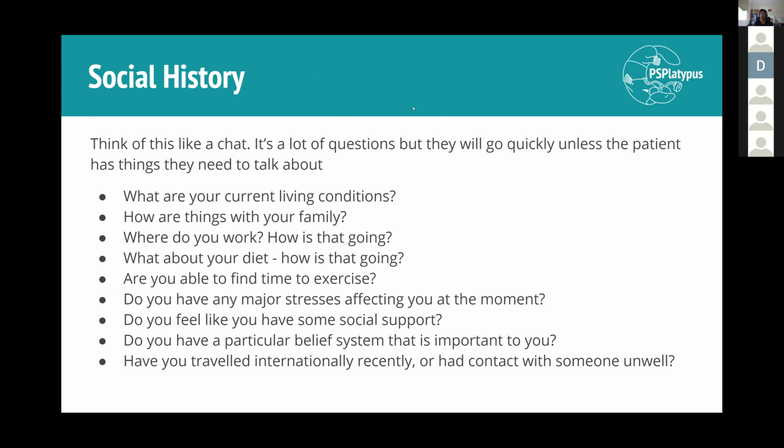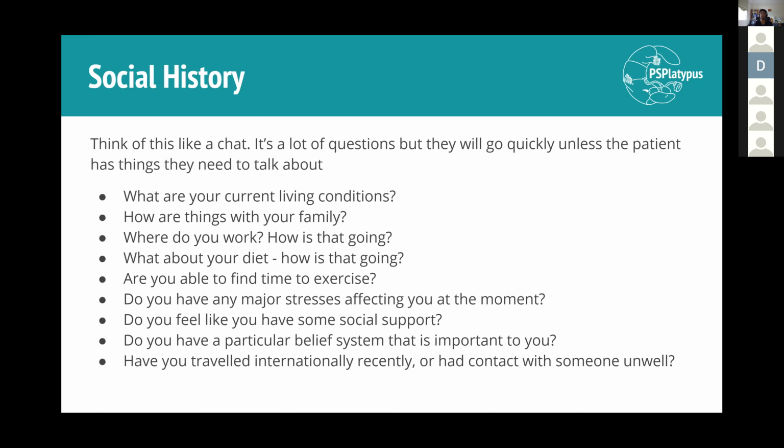Okie dokie. So social history, this is a big bank of questions. You don't need to feel the need to immediately memorize these. It'll become much more natural as you go. And there are a few mnemonics like ESSENCE that I don't have here, but which you'll learn as you go on. So it's like a chat. It's a lot of things, but it'll go quite quickly. What are your current living conditions? Are you living in a flat, an apartment, a detached house, something like that? Who are you living with? Are you living on your own, with a family, with a housemate, something like that?